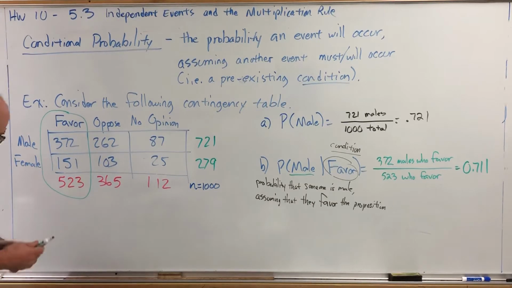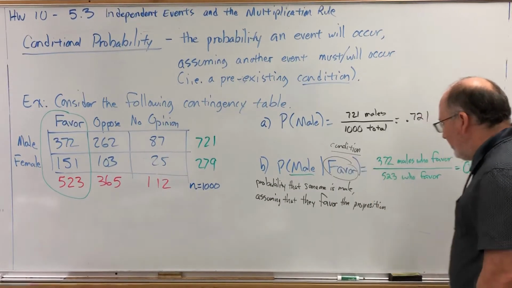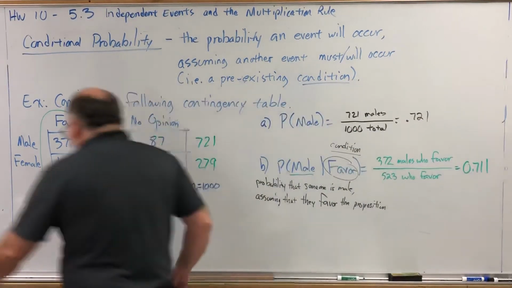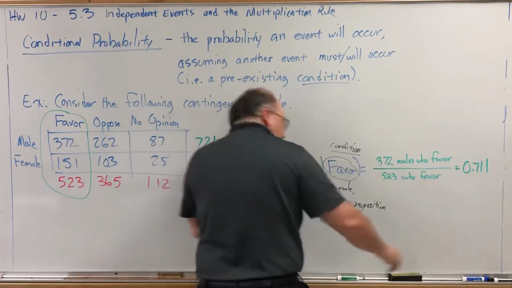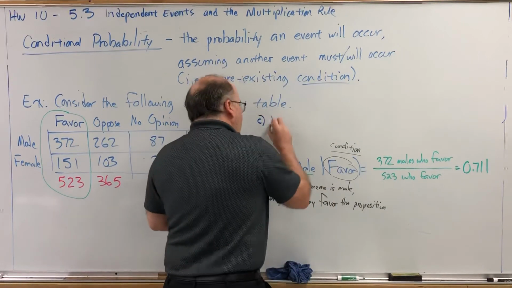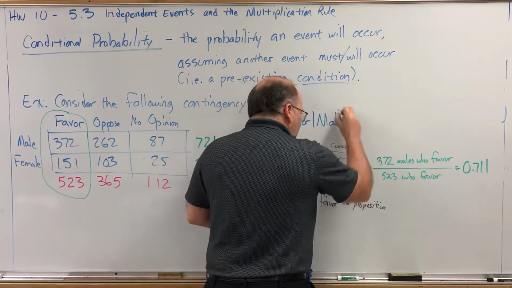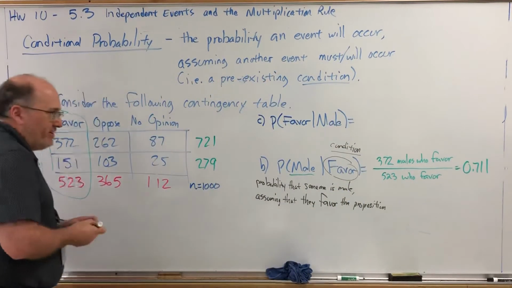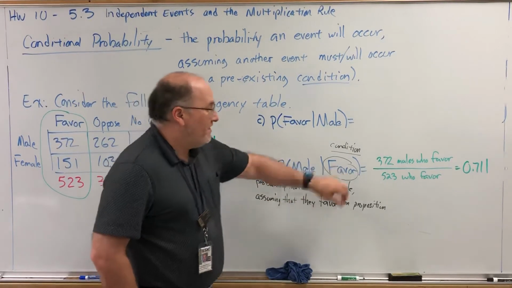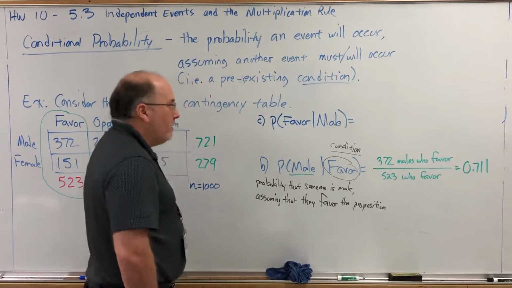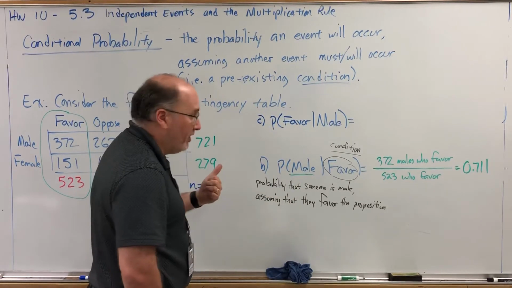Before we abandon this, I want to show you one more conditional probability, and it's going to look like the one that we just did. Let's get rid of part A, and we'll replace it with part C, which is the probability that somebody favors the proposition given that they're male. Now you'll notice it's the exact same two events that were in this conditional probability, the probability that they're male given that they favored the proposition. But now we reversed who's the condition and who's the event that we're finding the probability for.